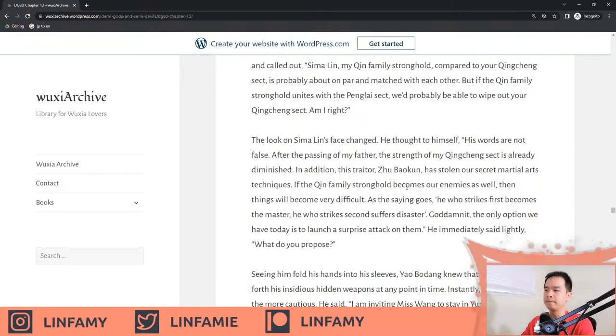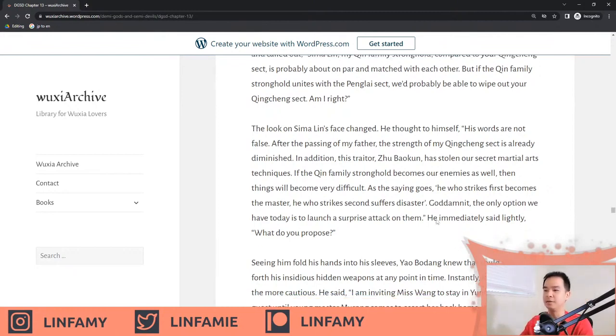He thought to himself, "His words are not false. After the passing of my father, the strength of my Qin Cheng sect is already diminished. In addition, this traitor, Chu Bao-kun, has stolen our secret martial arts techniques. If the Qin family stronghold becomes our enemies as well, then things will become very difficult. As the saying goes, he who strikes first becomes the master. He who strikes second suffers disaster." Oh, it rhymes. "God damn it. The only option we have today is to launch a surprise attack on them."